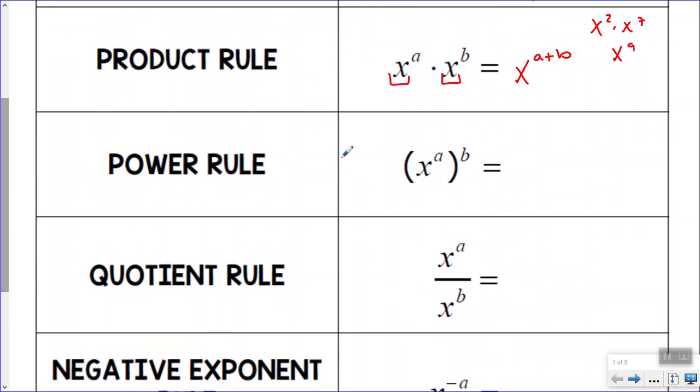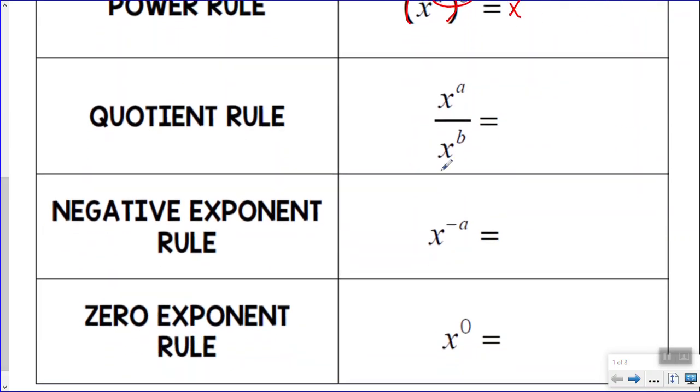Similarly, if we have a power raised to another power, this is where we're going to multiply those exponents together. This is when we see one expression in parentheses being raised to another power. This is going to be x to the a times b. If we had x to the 2nd power raised to the 4th power, we multiply those together and we get x to the 8th power.